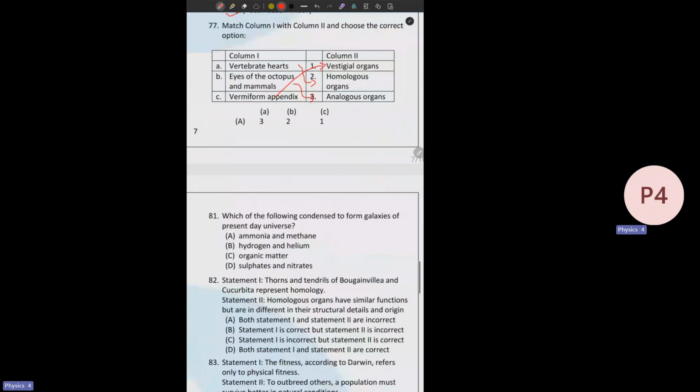Next, which of the following condensed to form galaxies of present day universe? And it was hydrogen and helium. These were the gases that were formed a little bit sometime later after the universe formation.